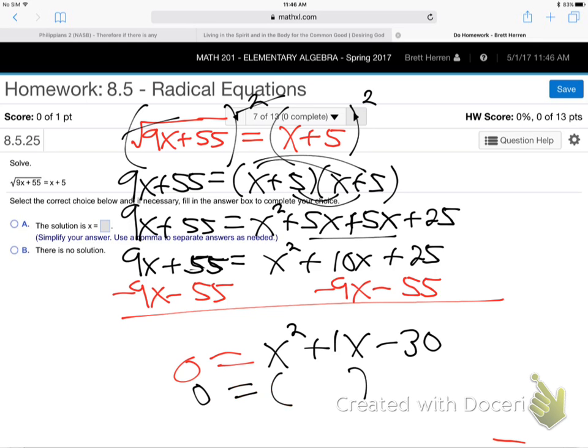And then what? Factor. (x - 6)(x + 5)? (x + 6)? Good, yeah, so do the factor. I'll let you guys finish it. You want two numbers that multiply to be 30 and add to be 1.